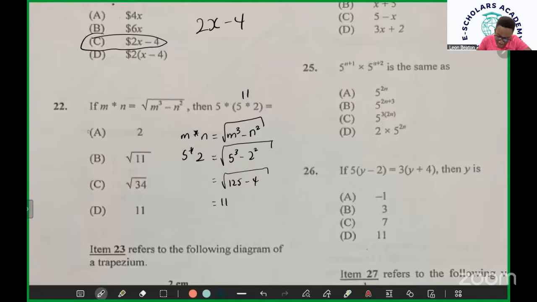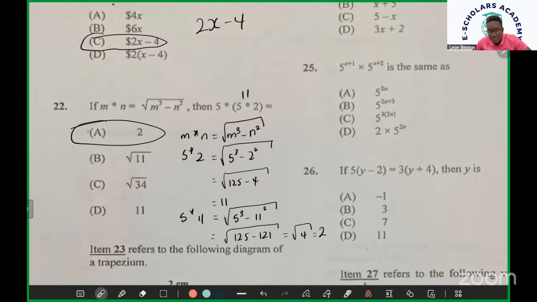So 5 star 11 we gotta find. So 5 star 11 is therefore equal to the square root of 5 cubed minus 11 squared. This would be the square root of 5 cubed, which is 125 again, minus 11 squared, which is 121. 125 minus 121 is 4, the square root of 4. We square root 4, we know we'll get 2, which is A. All right, A is the answer.